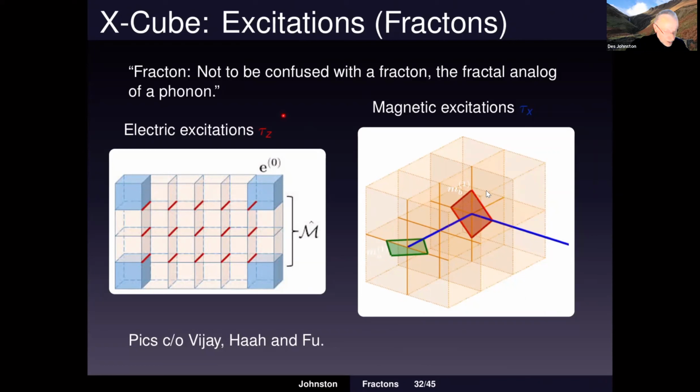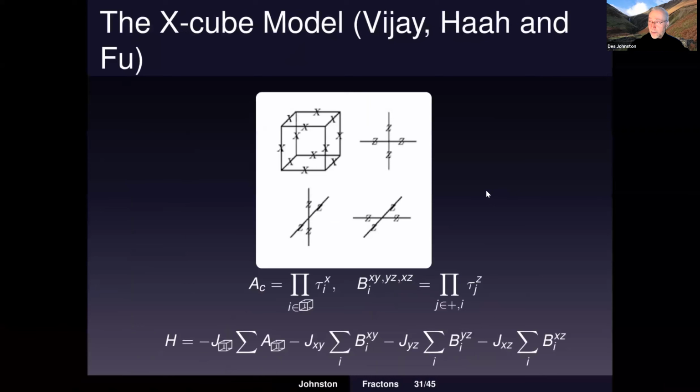That was the tau z's. That's a terrible choice of color there. I don't think anybody can see that. In blue, there's a tau x. The magnetic excitations, on the other hand, can move.